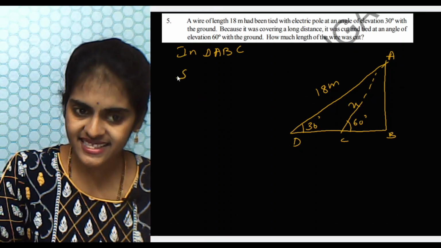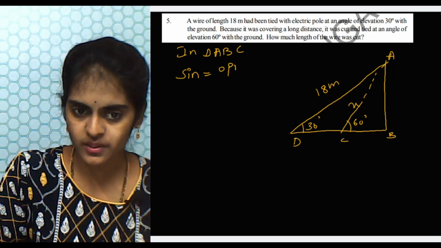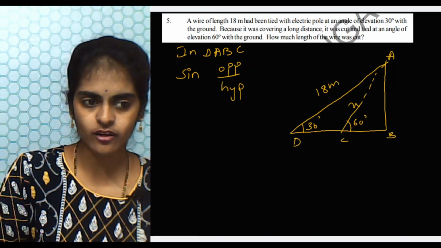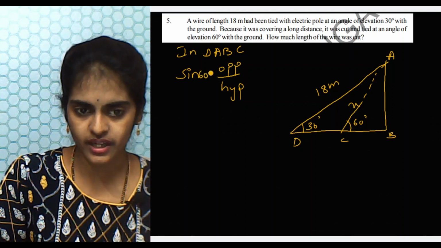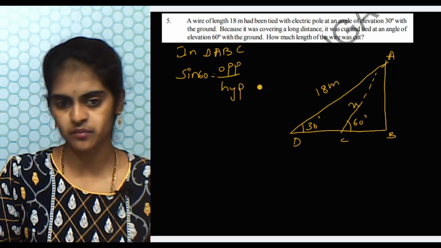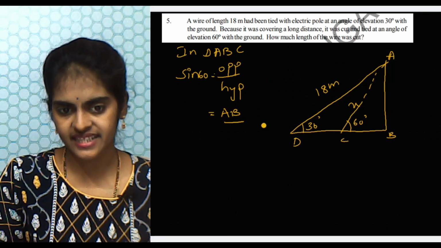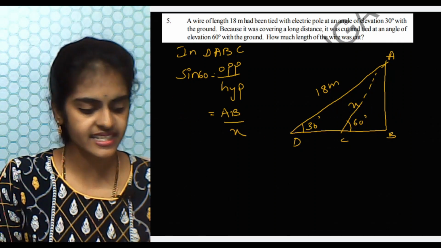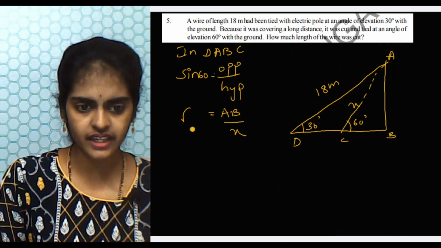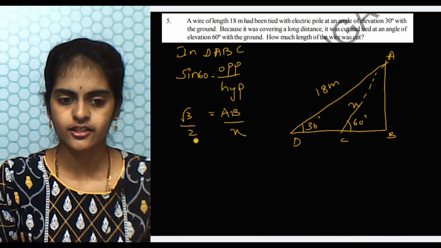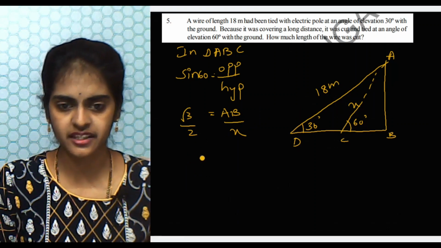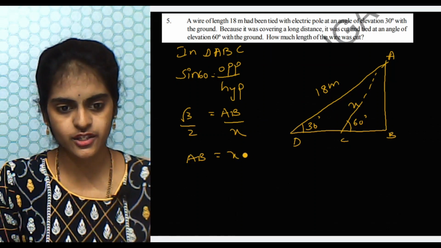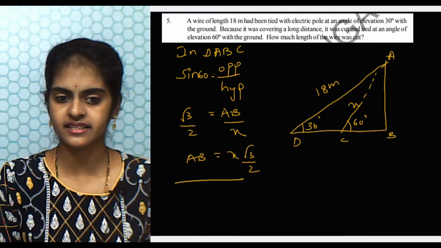So let me take sine. Why? Because sine is nothing but opposite by hypotenuse, isn't it? Sine of which angle should I take? Sine of 60 I will take first. In this triangle, sine 60 is nothing but AB, the opposite side, by the hypotenuse x. It is x. So sine 60 is root 3 by 2. Cross multiplying, what do you have here? AB is equal to x root 3 by 2.